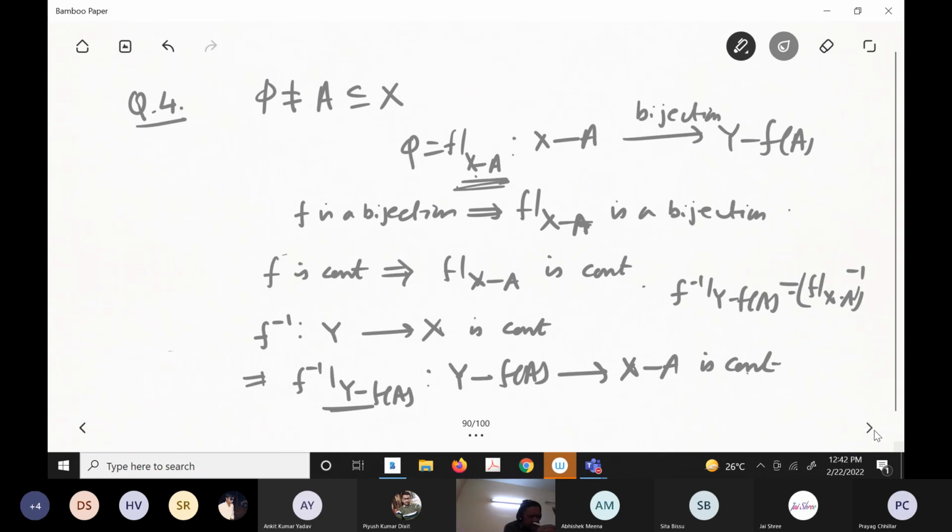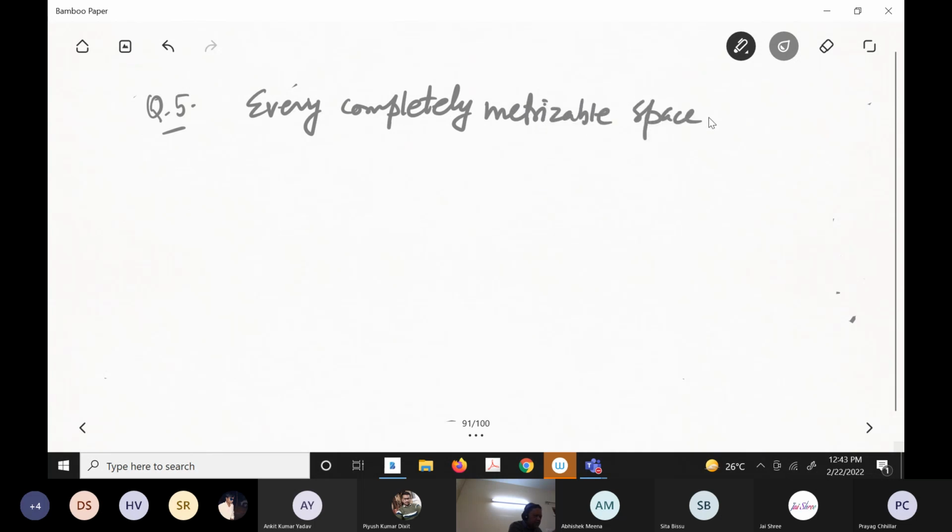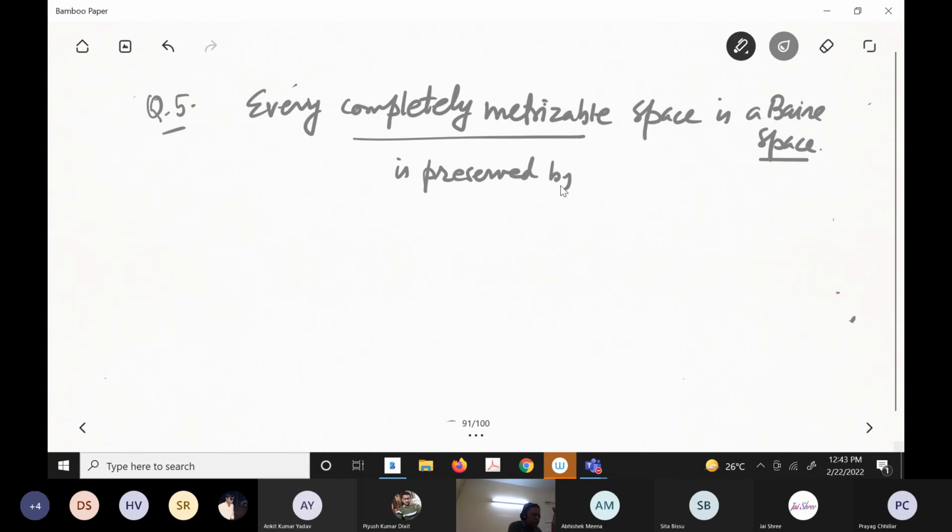Now the next thing is what I was emphasizing when I was proving that every completely metrizable space, not only complete, every completely metrizable space is a Baire space. I did it last semester and mentioned it this semester: complete metrizability is preserved by homeomorphism. Completeness is not a topological property, but complete metrizability is a topological property. That means it's preserved by homeomorphism.